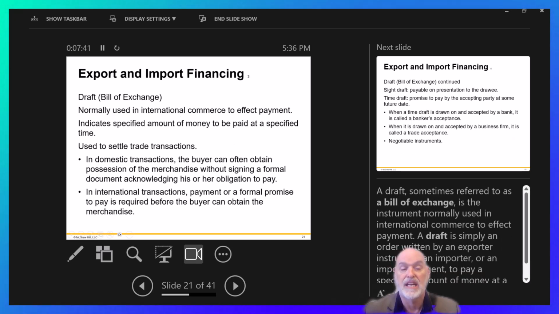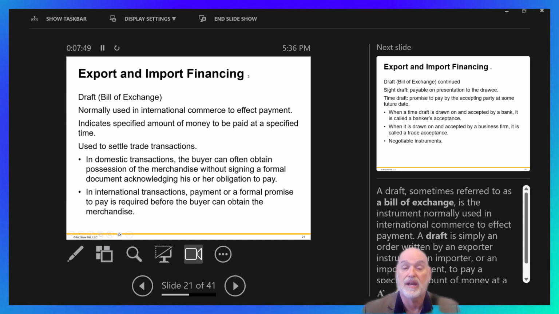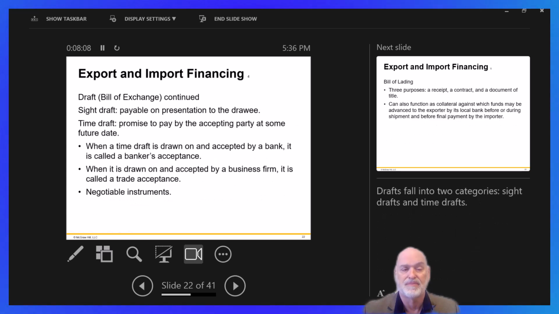Draft, or bill of exchange, is normally used in international commerce to effect payment. It indicates specified amounts of money to be paid at a specified time. It's used to settle trade transactions. In domestic transactions, the buyer can often obtain possession of the merchandise without signing a formal document acknowledging his or her obligation to pay. In international transactions, payment or a formal promise to pay is required before the buyer can obtain the merchandise.